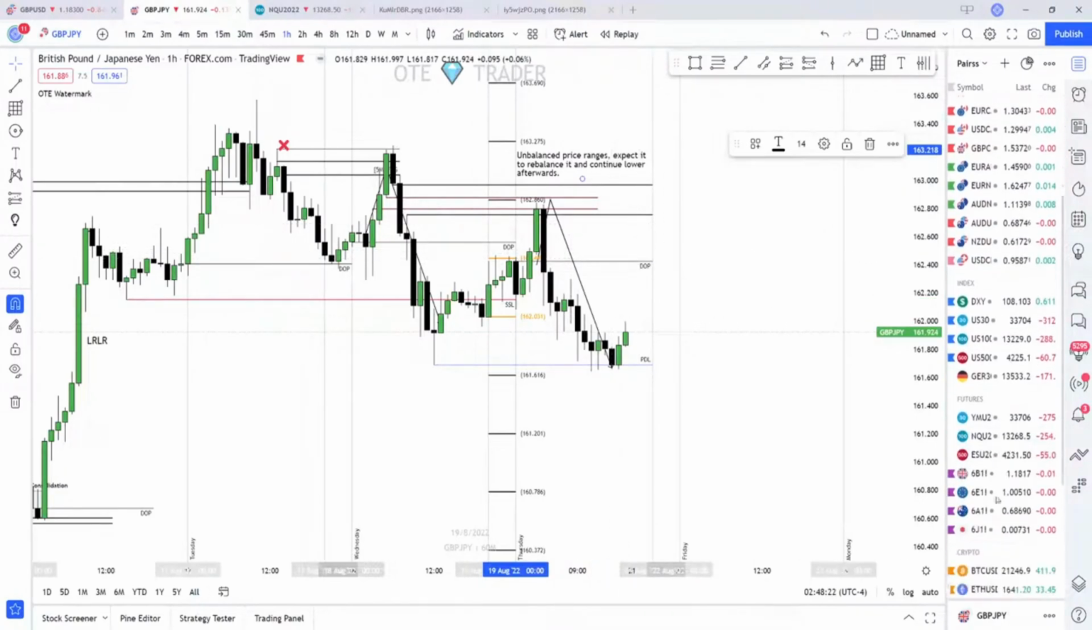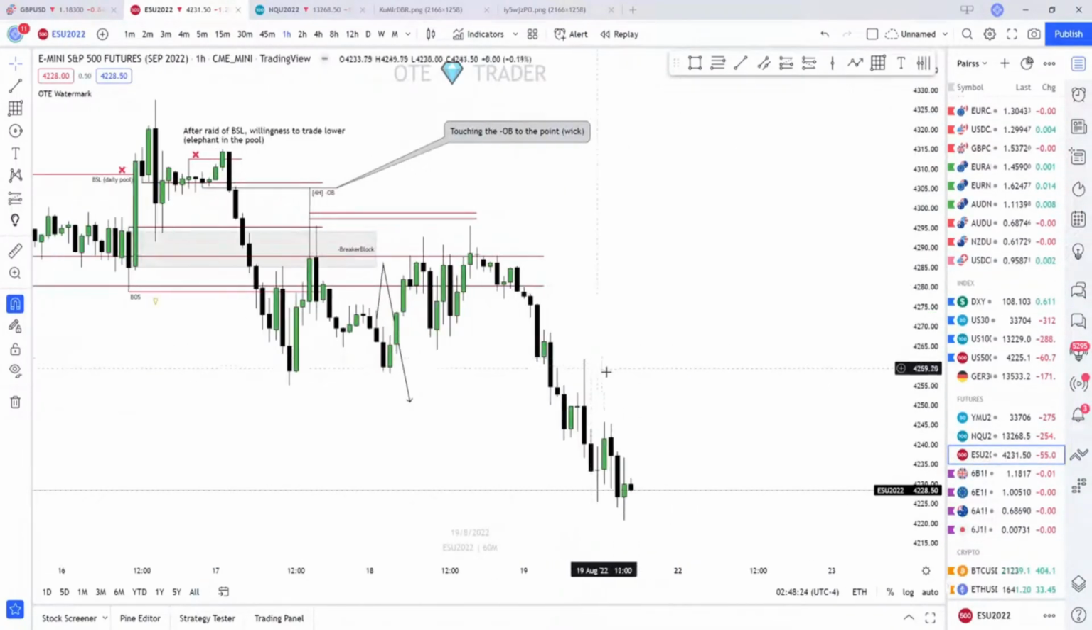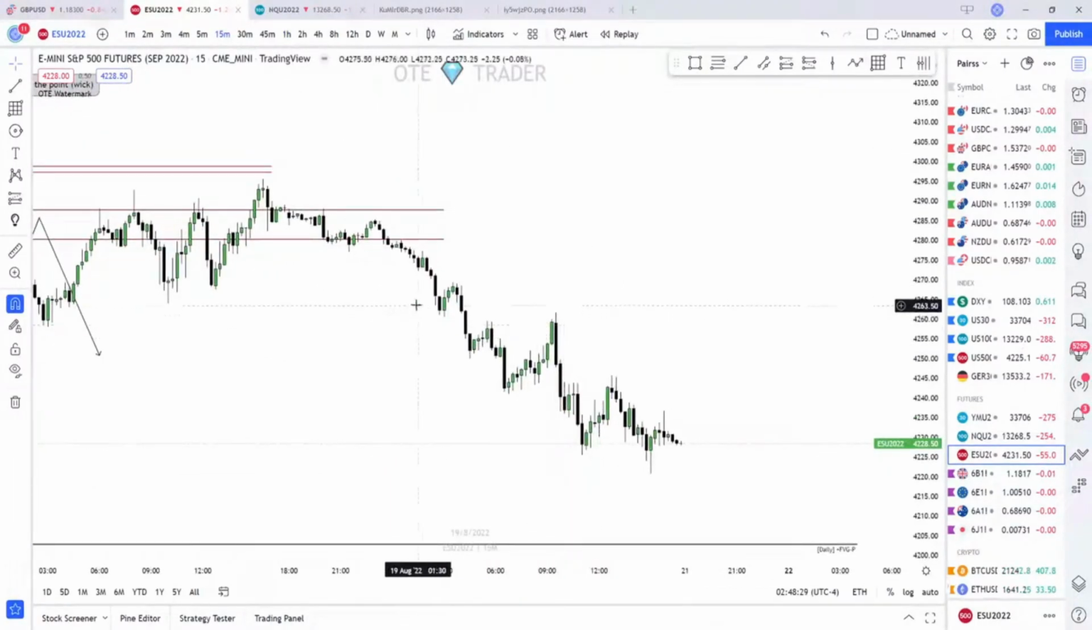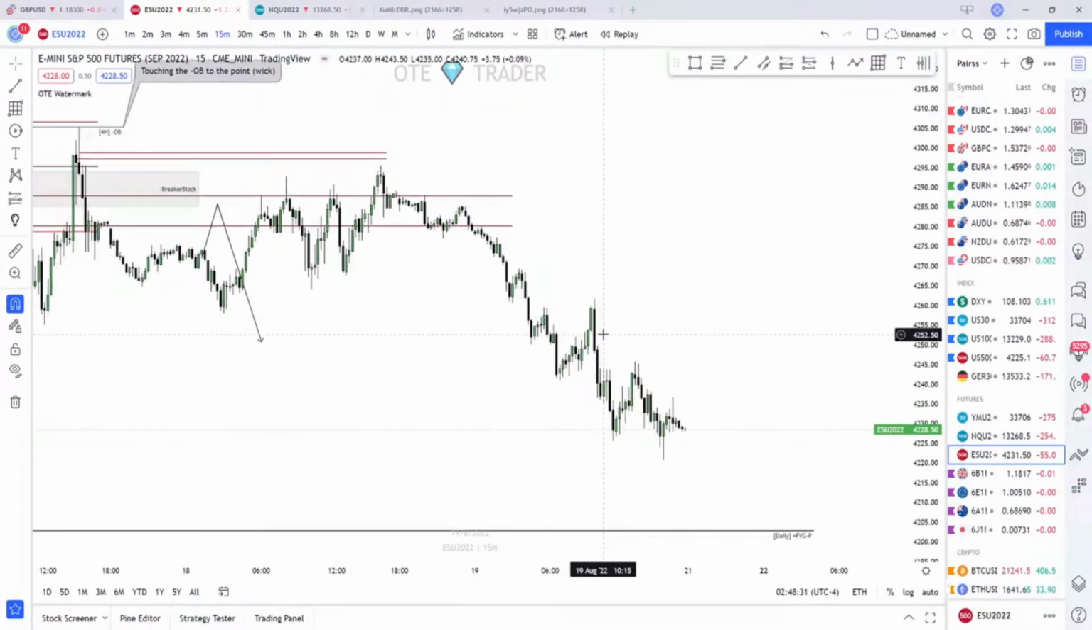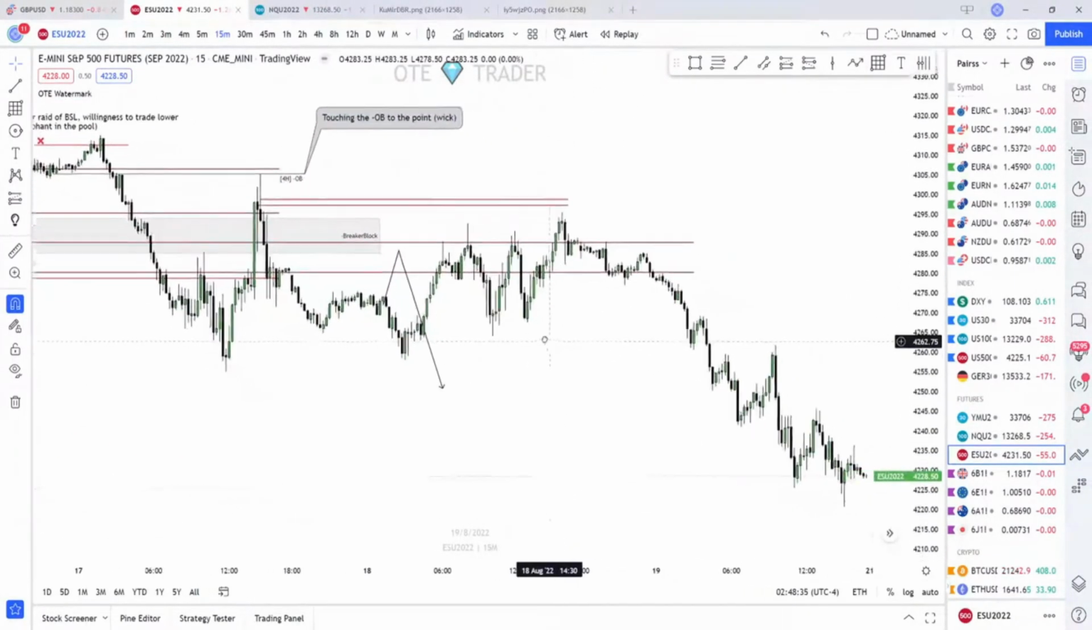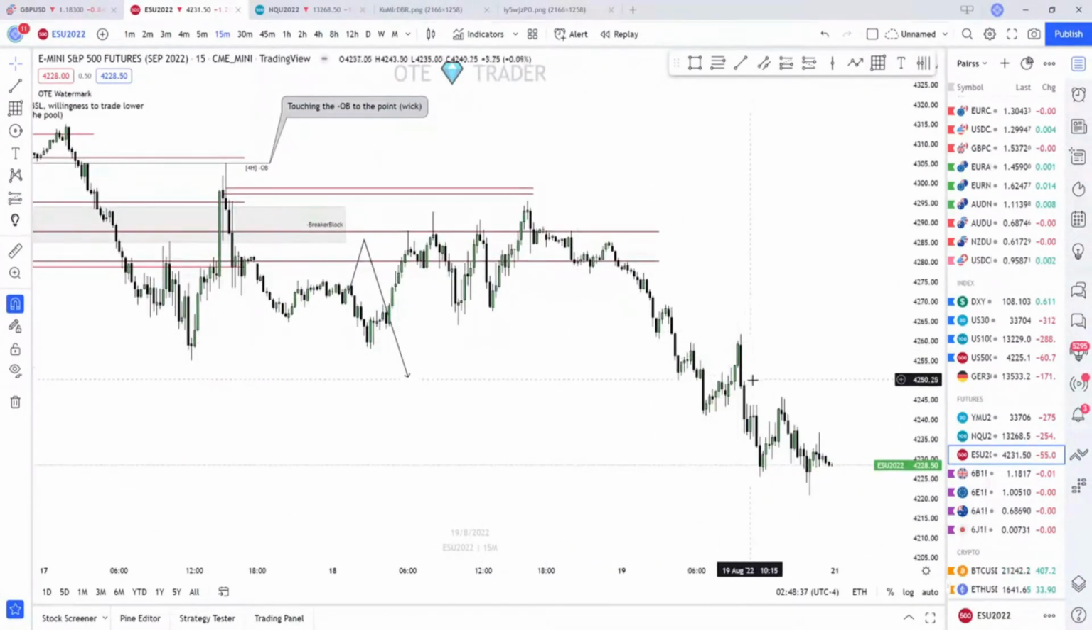Quickly going to ES2, I had the same one over here on the 15 minutes. Obviously it looks like, did I delete it or no? Let me quickly check it out.